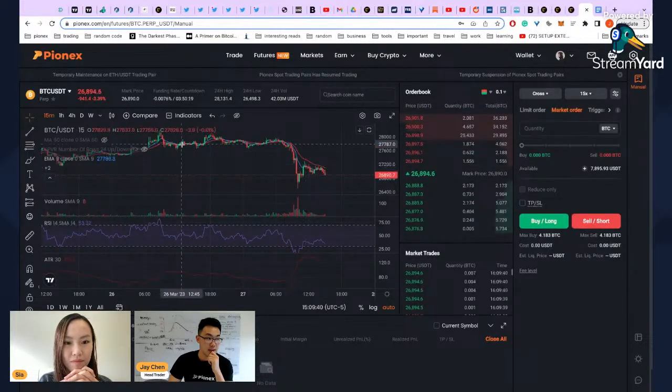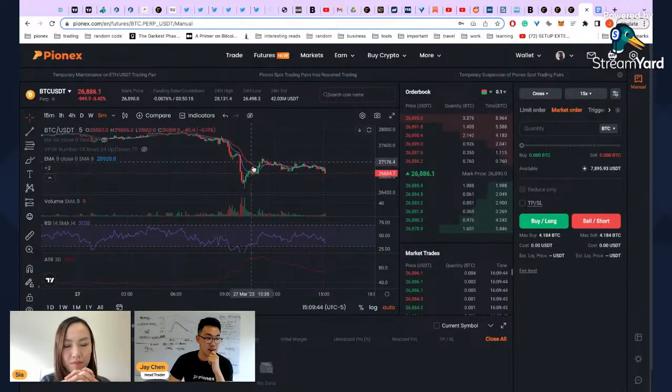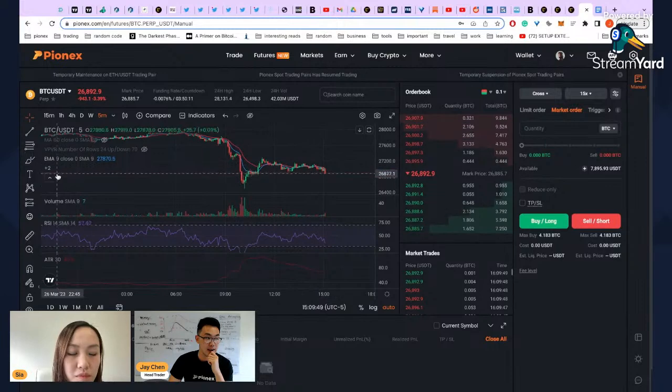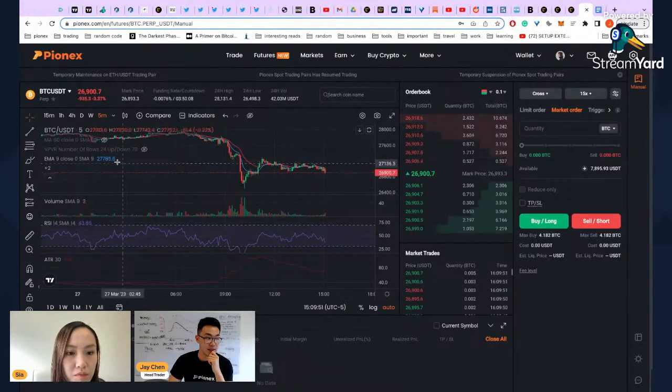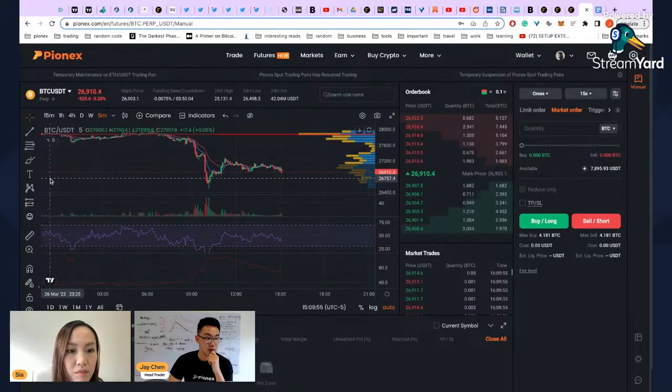It got rejected on the... I mean, it kind of just went over the 21, but then it's coming down now because it's facing resistance. It failed a couple of times. Let's see on the very short term what's going on.